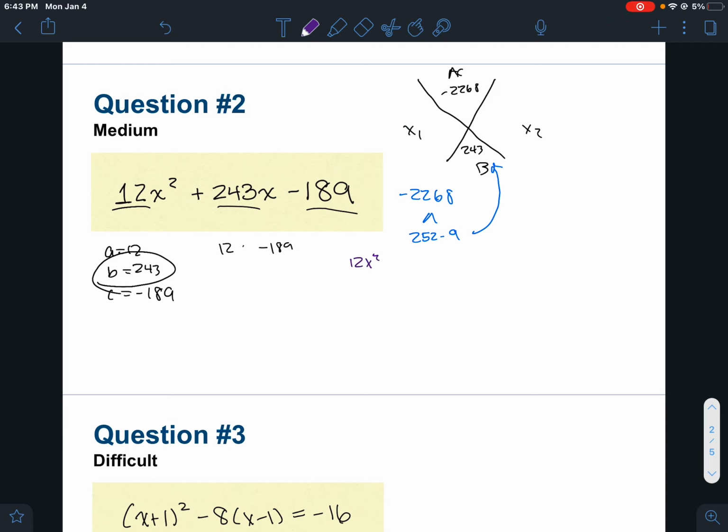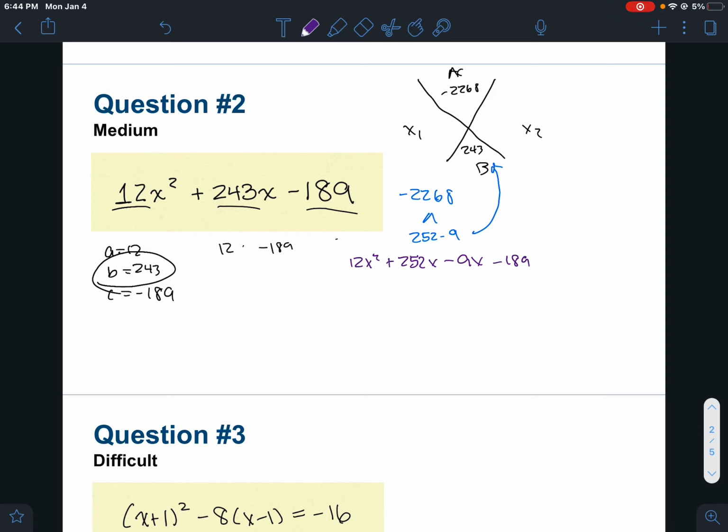12x squared plus 252x minus 9x minus 189. So keep in mind, guys, I actually have not done these questions before, so it might take some time. I'm just doing this along with you guys. Hopefully this is not too hard.